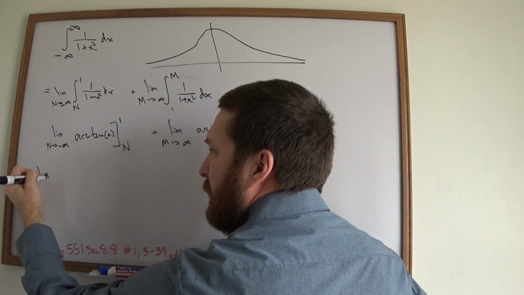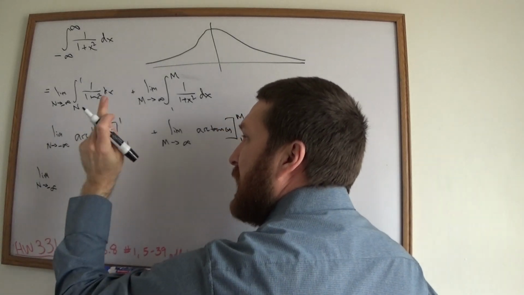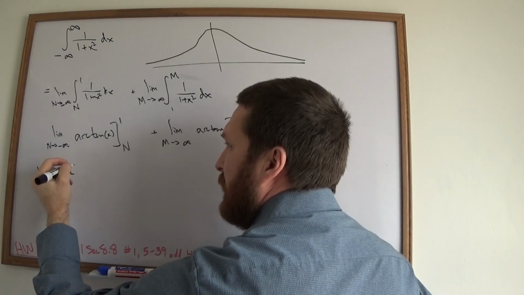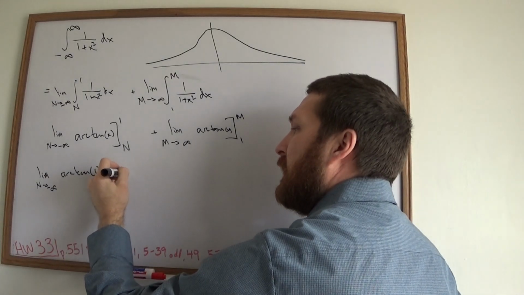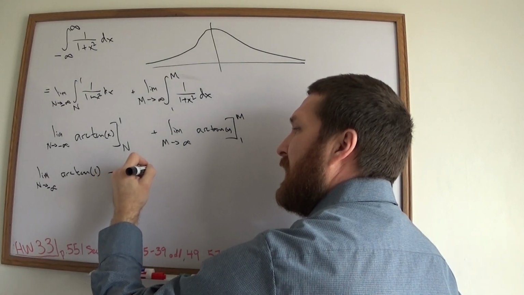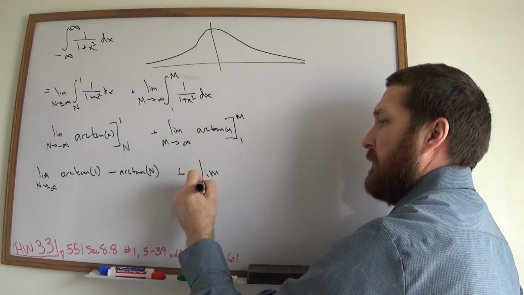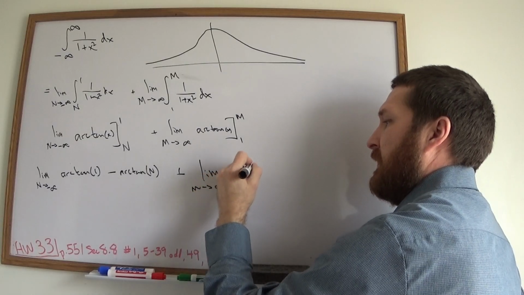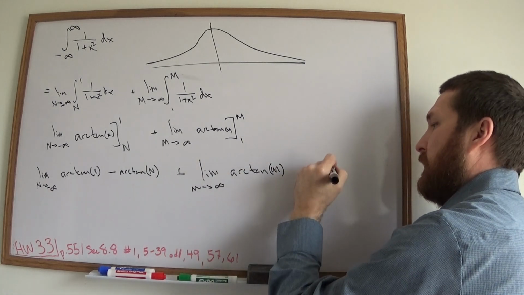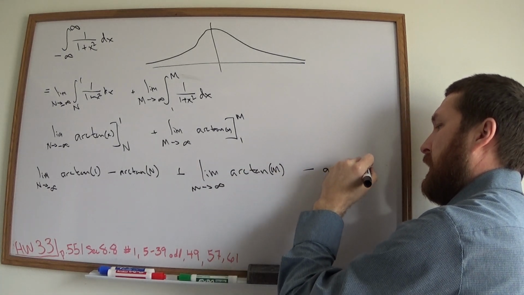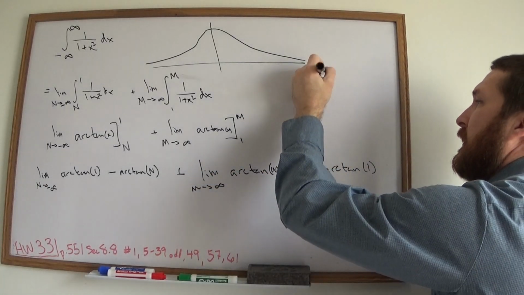So limit n going to negative infinity of arctan 1, I'm not even going to bother to figure what that is. Why? You'll see in a second. Minus arctan n, plus the limit as m goes to positive infinity of arctan m minus arctan 1. Okay, arctan. That approaches pi over 2, right?